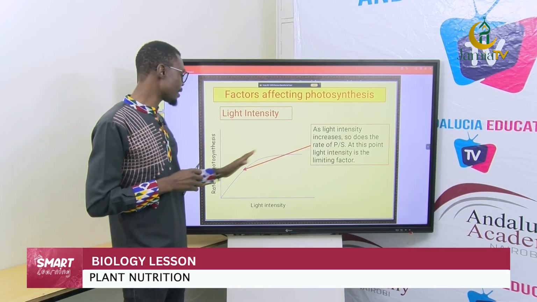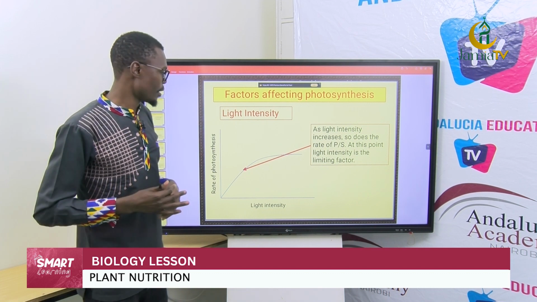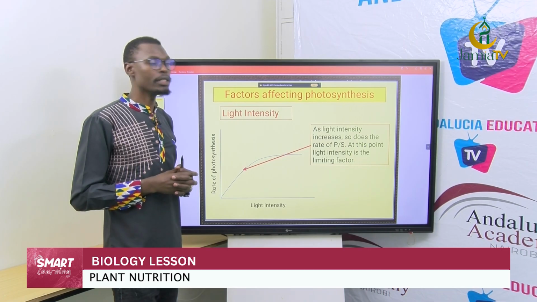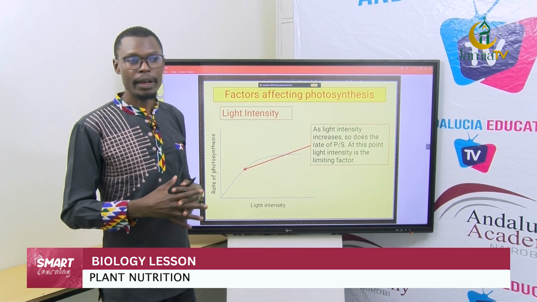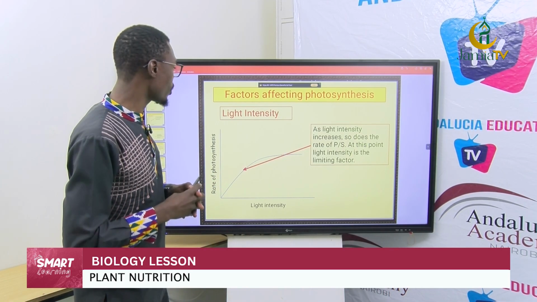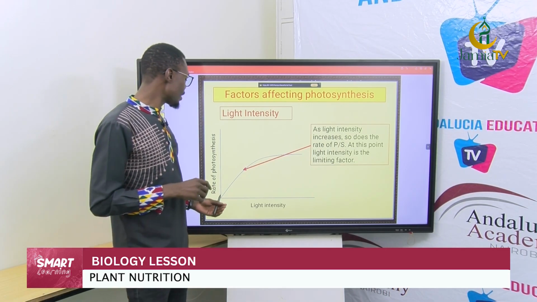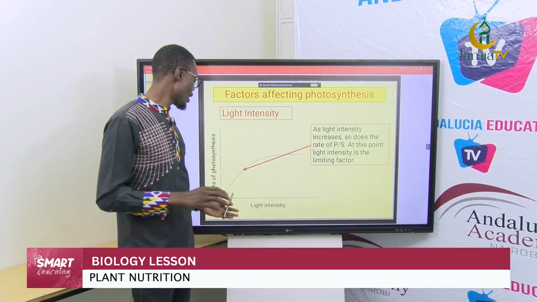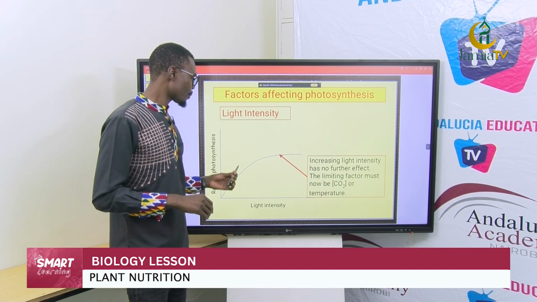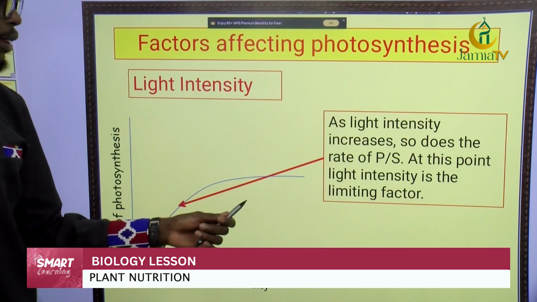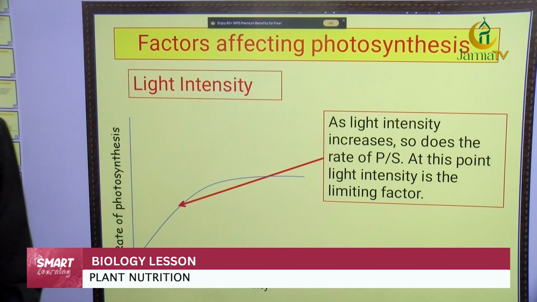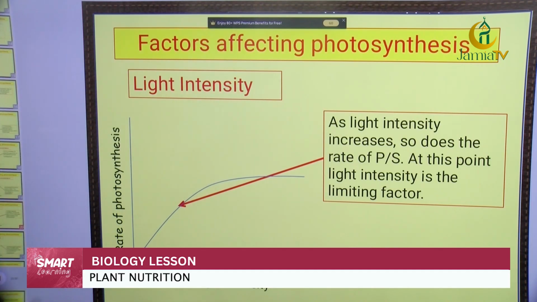So the amount of light intensity will vary depending on the time of the day. It also depends on changes in weather, whether it is cloudy. So the light intensity, you will also explain it the same way. Increase, as you increase the light intensity, so does the rate of photosynthesis increase. So that one will depend on the time of the day.